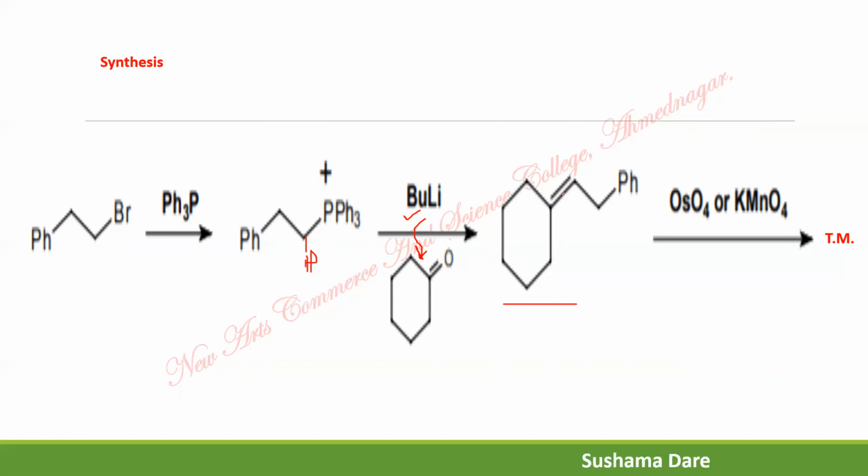Now in the target molecule, instead of the double bond there is a diol. So which reagent is there? Either you can use osmium tetroxide or you can use potassium permanganate, and then go for the hydrolysis. So at the end, after hydrolysis, it gives the 1,2-diol or target molecule.